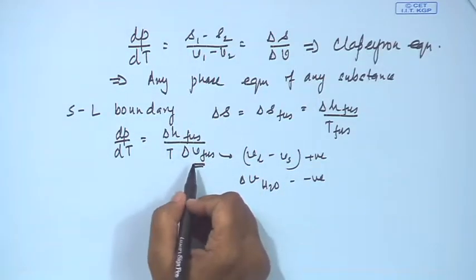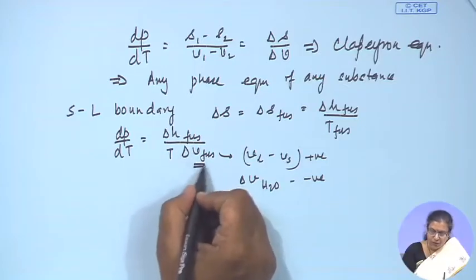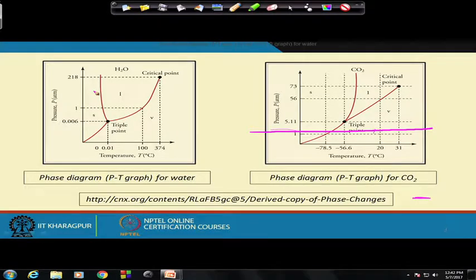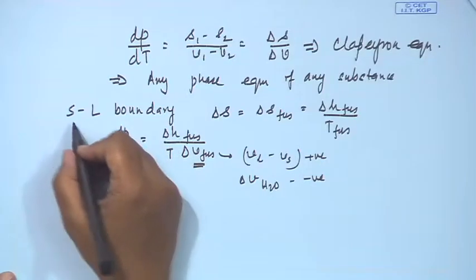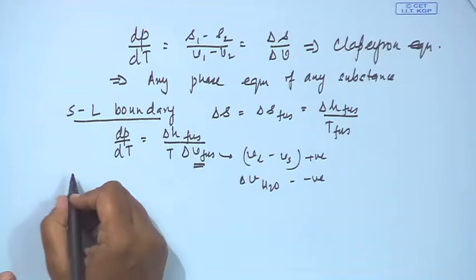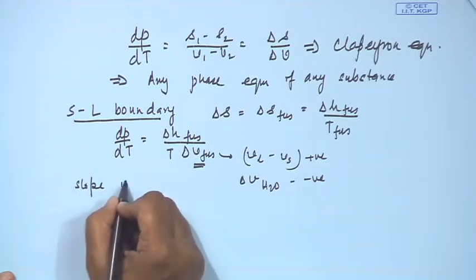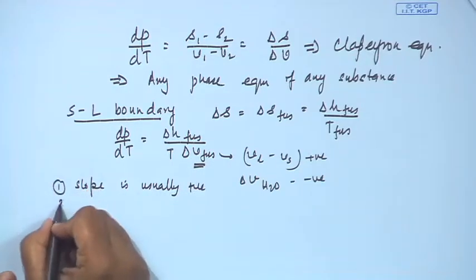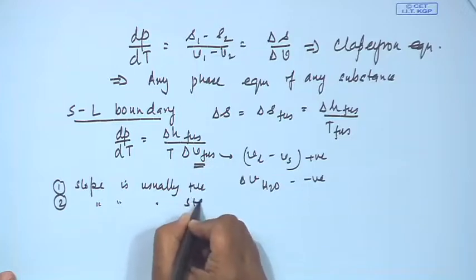We also see that in this particular case, delta V fusion is usually much smaller, and that explains the very steep solid liquid transition curve, for both the cases that I have depicted here, and also for several other cases that you can see, or you can take up in different textbooks. So, therefore, the conclusion is that for the solid liquid boundary, the slope is usually positive, except some examples like water, antimony, bismuth, and the other thing is the slope is usually very steep.